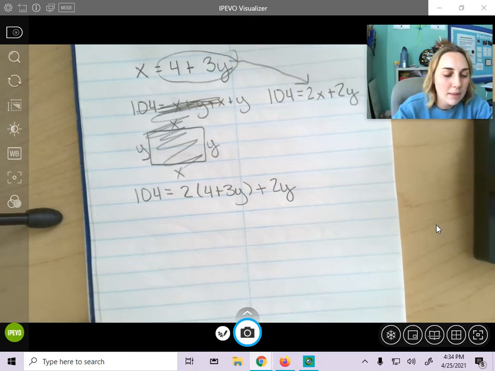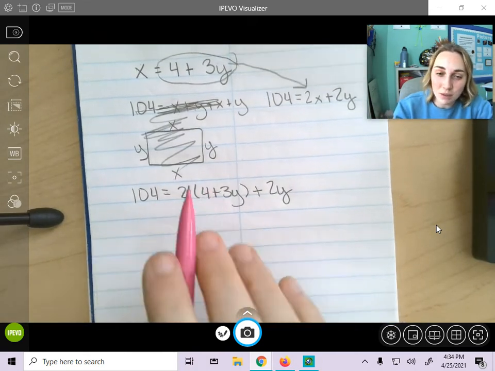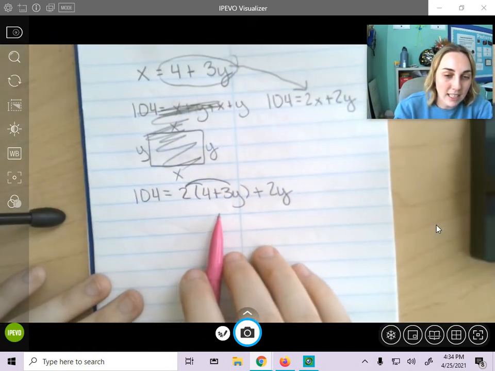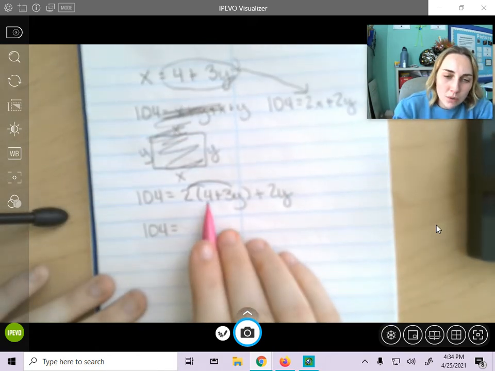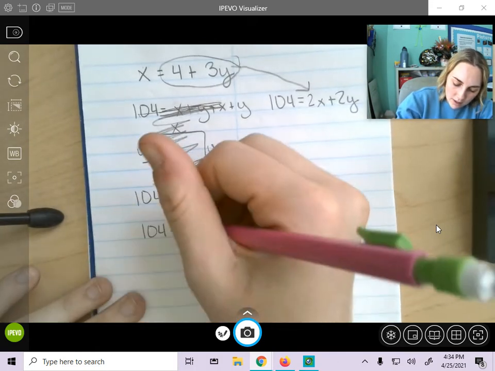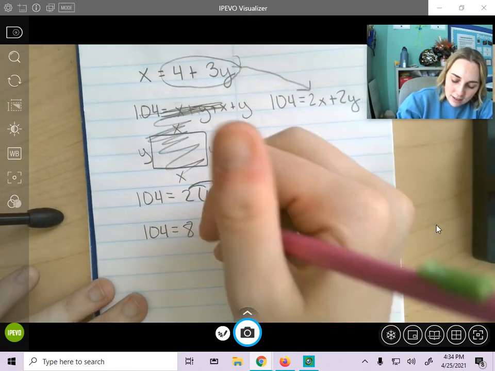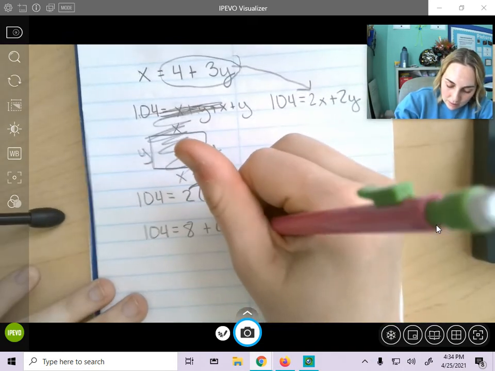When you're solving a multi-step equation, the first step is to distribute if you can. In this case, I can, so I need to do that first. I'm going to take this outside number and multiply it by everything on the inside. So what I have here is 2 multiplied by 4, giving me 8, plus 2 multiplied by 3, which gives me 6y, because that variable goes with it, and then that's going to be plus 2y.